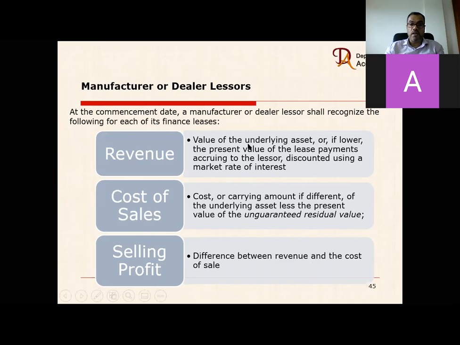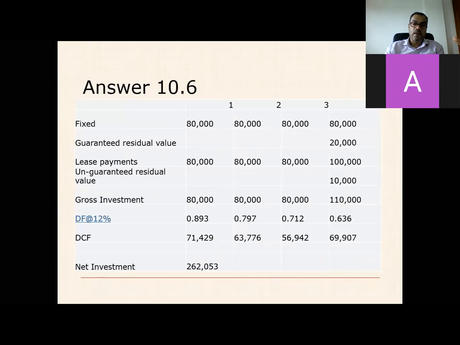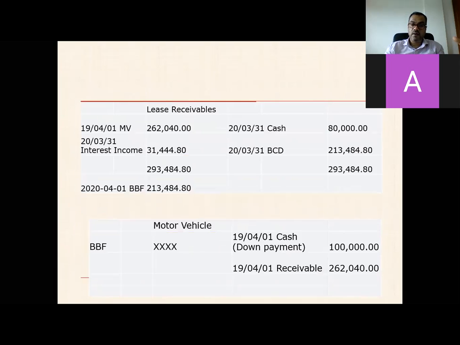So, what is your revenue? Value of the underlying asset, or if lower, the present value of the lease payments accrued to the lessor, discounted using the market rate of interest. So this is your revenue. The revenue means the amount of total sales. If you refer to this previous example, 362,000 is your total revenue.